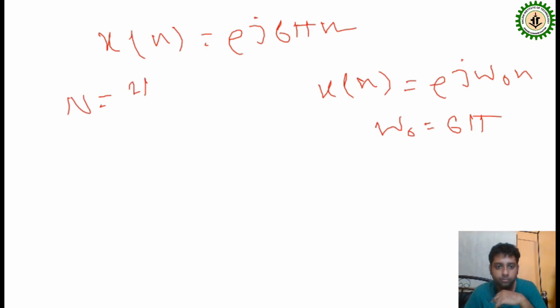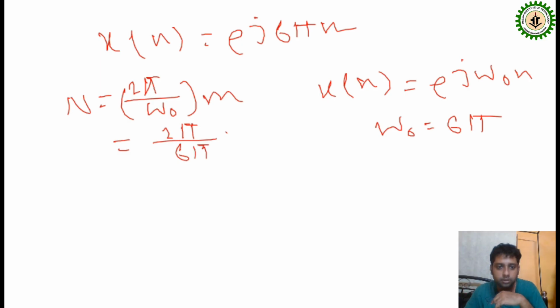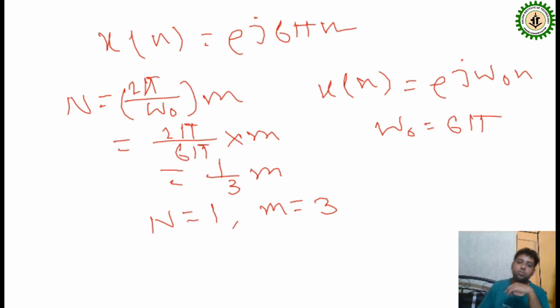Okay. Now we know the formula for fundamental period, that is N is equal to 2 pi by omega naught into m. Now if we replace omega naught here, that is 2 pi by 6 pi into m, that is 1 by 3 into m. Now if we take m is equal to 3, then we will get N is equal to 1. Okay, that means the minimum value of m is equal to 3, for which N becomes an integer, that is N is equal to 1. That means the signal is periodic with a fundamental period capital N is equal to 1.